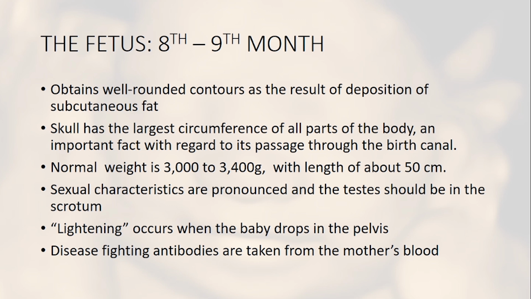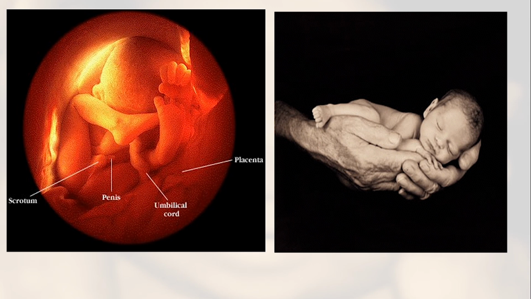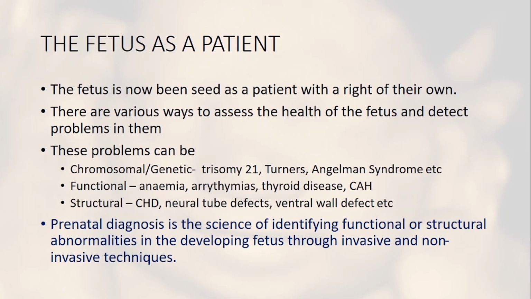The sexual characteristics are pronounced. The testes at this time should be in the scrotum. Lightening occurs in getting ready for delivery, and so you can see at about 8 months the scrotum and the penis can be seen. This is a male fetus, and then this is just the baby after birth.